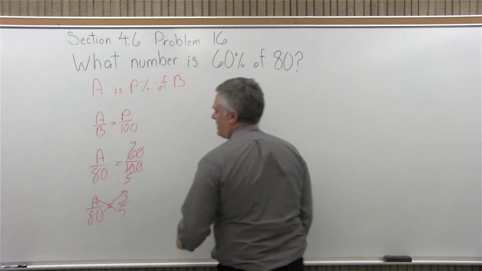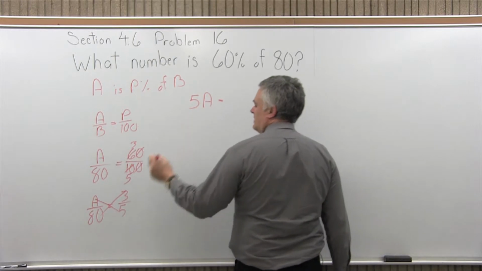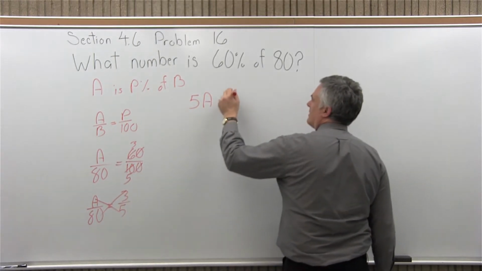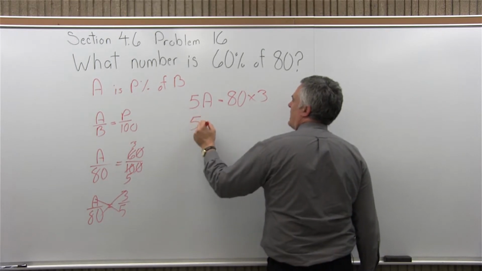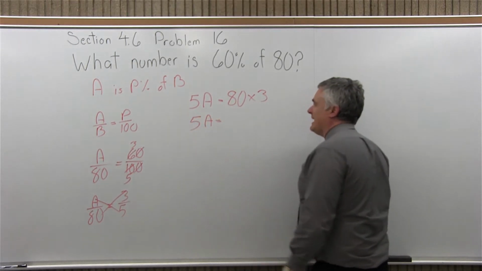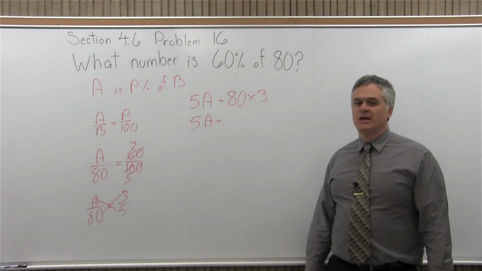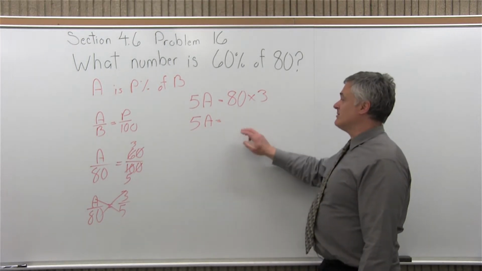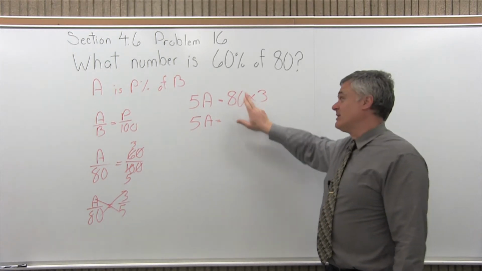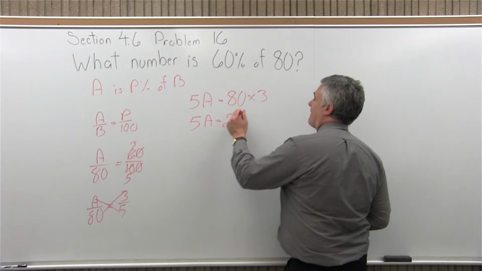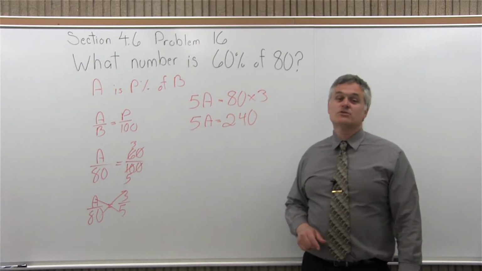So cross multiply. 5 times A is 5A equals 80 times 3. So 5A equals, now 80 is sort of a large number, and you might not be able to multiply it comfortably in your head. I bet you can, though. Just ignore the 0. Think of 8 times 3. Well, I know 8 times 3 is 24. And that 0 you ignored, put it back now. So 24 with a 0 at the end, the answer is 240.